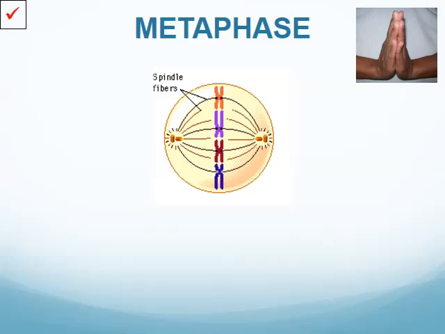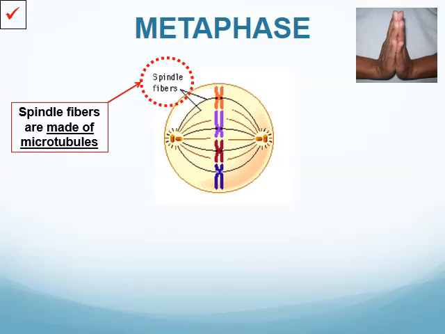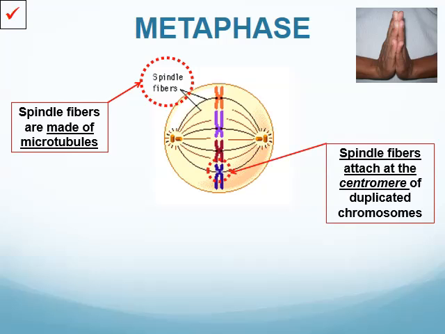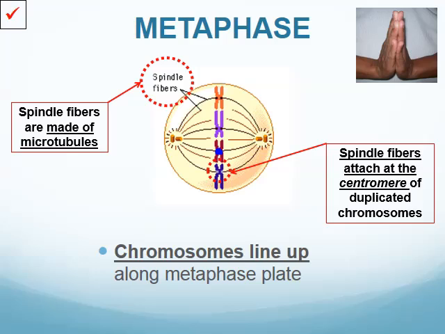Our second stage here is metaphase. During metaphase, remember those spindle fibers? Well, these spindle fibers are actually made of something called microtubules. And the spindle fibers are going to attach to the centromere. Remember, the centromere is the center part of our chromosomes. The spindle fibers are going to attach to the centromere of our duplicated chromosomes. So, metaphase, basically what happens is the chromosomes line up along the metaphase plate, or the middle. So why we put our hands together like that is it's showing the chromosomes lining up in the middle of the cell.